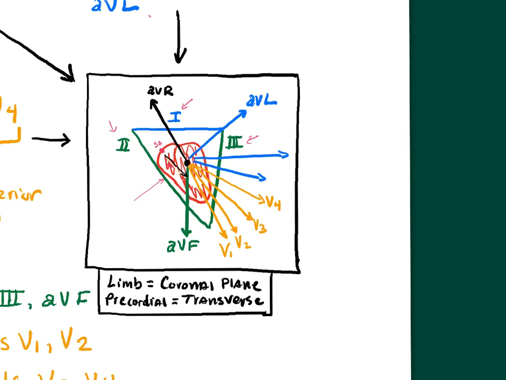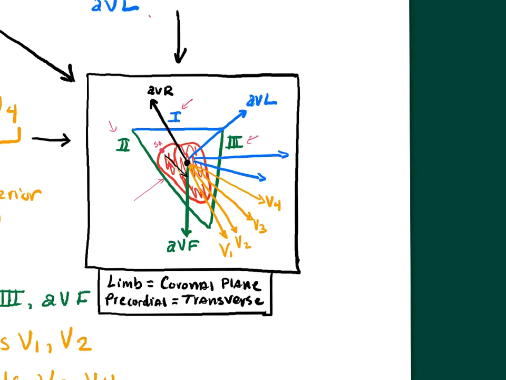And then we have our augmented leads, right? Our augmented leads are superpositions of 1, 2, and 3, and those are AVL, AVR, and AVF. Because with the limb leads, we're looking at a coronal plane, right? A coronal slice of the body. So you kind of have to imagine that the augmented leads are popping out at you a little bit. You just have to use your imagination because I can't really draw that very well.